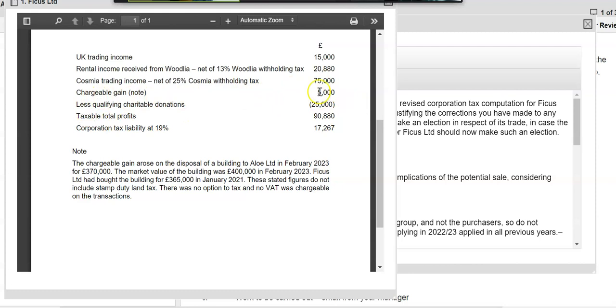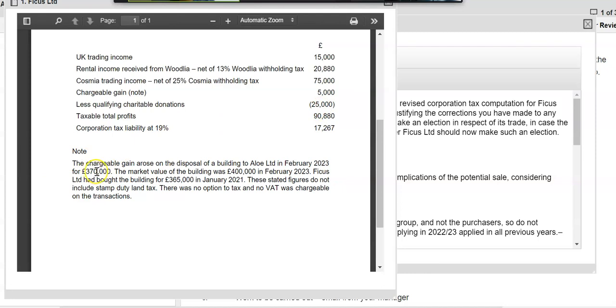So chargeable gain, we have a note for it, less qualifying charitable donations, 25,000, then taxable total profits, then corporation tax liability. Okay, you attempted this part well, but there was just one error, that you forgot to deduct the QCD from the overseas company's profit before calculating the DTR.